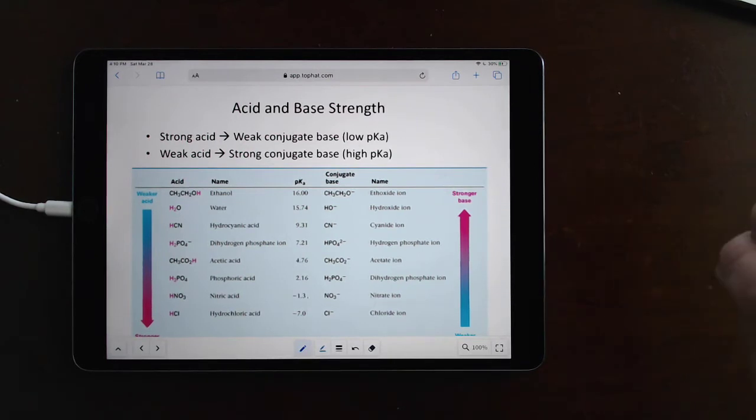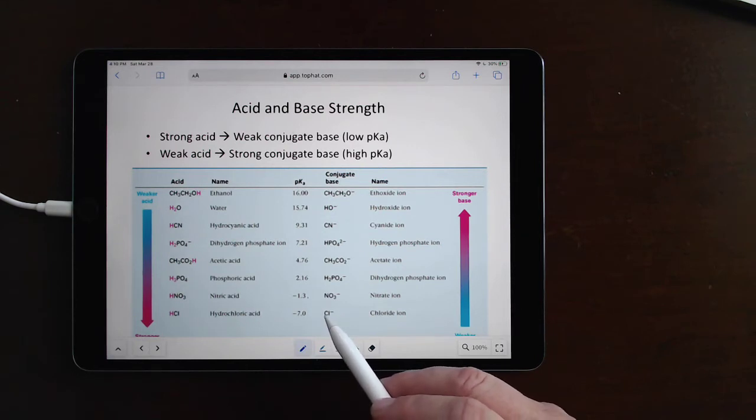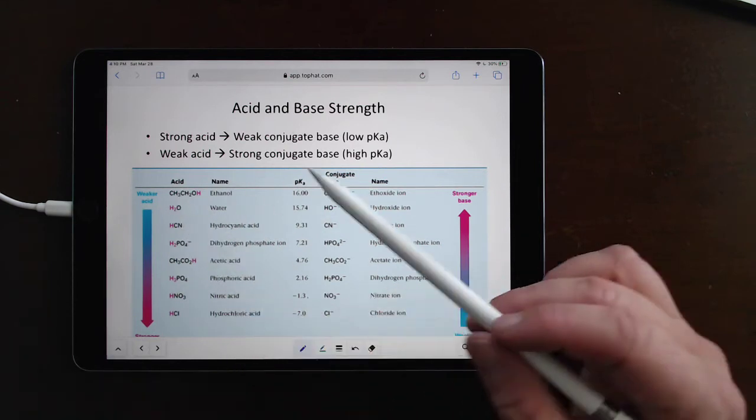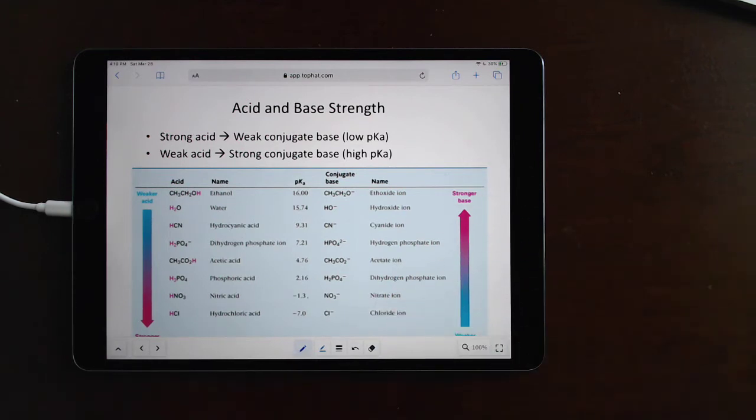You do that to make it taste a little better. And a little salt in your pasta water doesn't change the pH of the water, because Cl minus is a really, really terrible base. So the stronger the acid, the weaker the conjugate base, and vice versa.